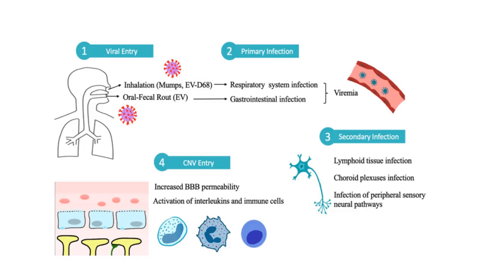And then from the secondary infection, you need the virus to enter the central nervous system. Sometimes this is from increased blood-brain barrier permeability due to more systemic inflammation, and also through activation of interleukins and immune cells that again cause this increased permeability. And then once in the central nervous system, of course, it can cause infection in the brain and the meninges, such as a meningitis.